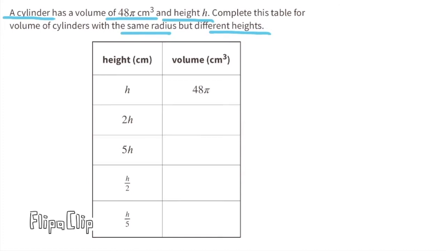So the volume is going to be doubled. 2 times 48 pi equals 96 pi. This cylinder that's 2 centimeters in height has a volume of 96 pi centimeters cubed.